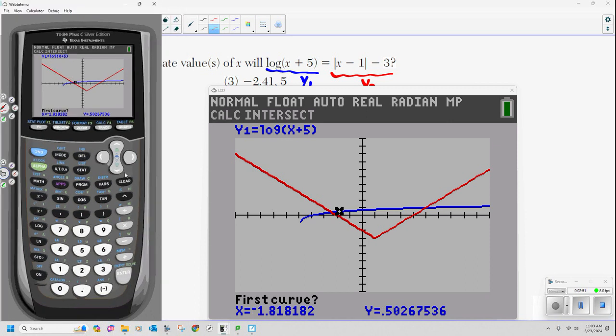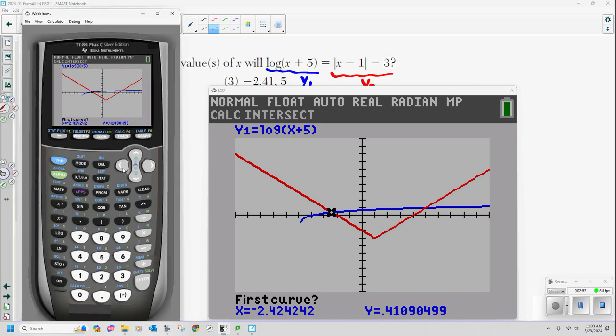If you have 2 intersection points, you don't have to get right on it. I know it looks like I'm right on it. But you just have to get close to the one you want and hit enter 3 times. 1, 2, 3. The first answer, if I look down here, is negative 2.41. Okay. Now, if I want the second one, I've got to do this all over again.